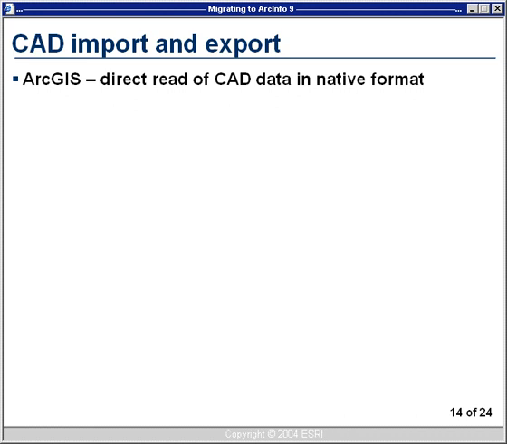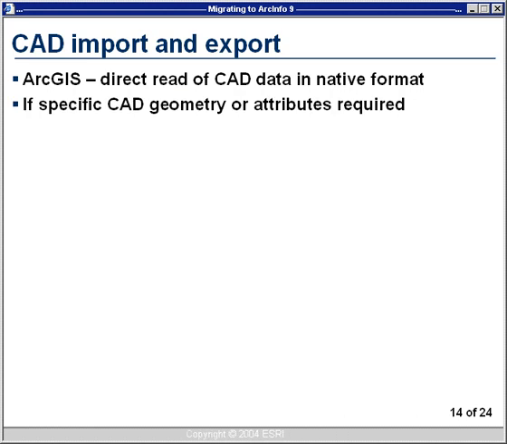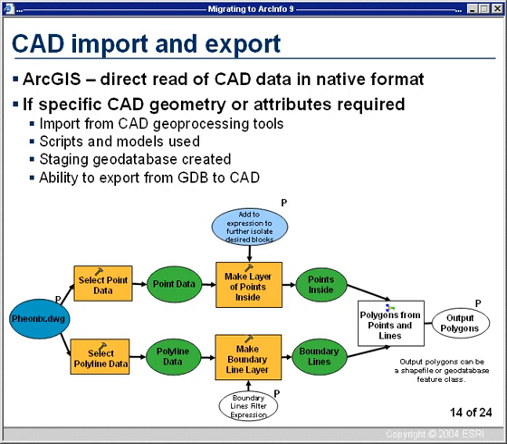One more area that I find very important to discuss with Workstation ArcInfo users is the import and export of CAD data. Now, keep in mind that the ArcGIS product has the ability to do a direct read of CAD data in native format. In other words, many different CAD formats do not need to be converted if they're only going to be used for display and for query. But if you need specific CAD geometry, or if you need to pull out some of the attributes from the CAD environment, perhaps the CAD environment has several pieces of information attributed in a block entity in the CAD dataset, then I would recommend you look at using the import from CAD Geoprocessing Tools.